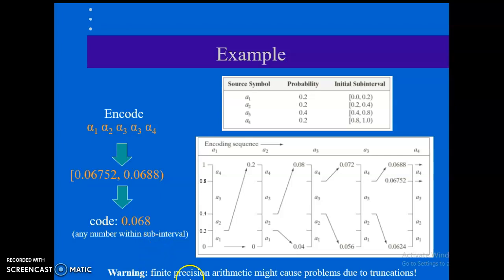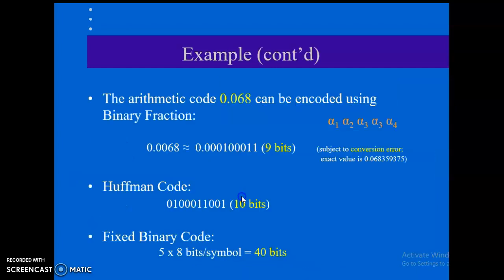Warning: finite precision arithmetic might cause problems due to truncations. Example continuation: under this combination, the arithmetic code 0.068 can be encoded using a binary fraction. Here A1, A2, A3, A3, A4, subject to conversion error. Exact value is 0.068359375. 0.068 is approximately 0.00010001, that is 9 bits. Huffman code is 0100011001, 10 bits. Fixed binary code is 5 times 8 bits per symbol, 40 bits.